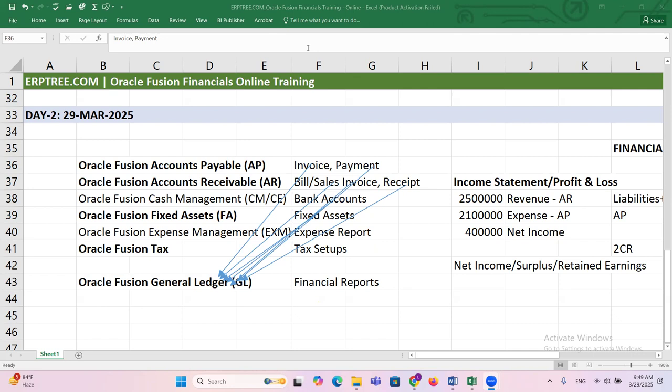So GL is not designed to create transactions. GL is designed to prepare the financial reports by collecting the data from all other applications. Still, Oracle allows you to record some transactions in the GL, but not equivalent to your invoice, payment, bill, receipt, etc. Those we call journal entries. Mostly businesses will use them for temporary or adjustment purposes. We'll understand later. We will create that also. We don't leave anything. Okay, thank you.